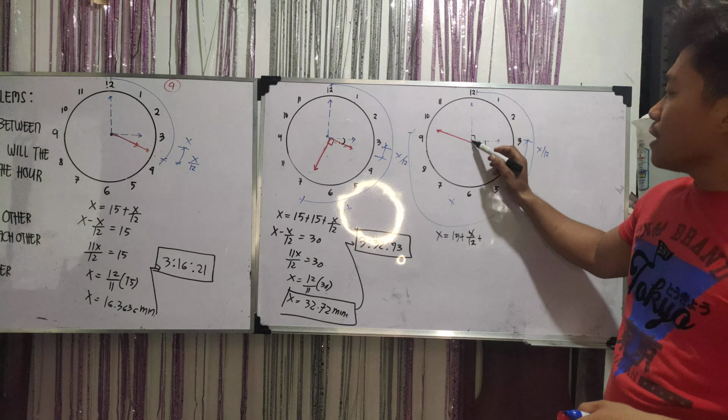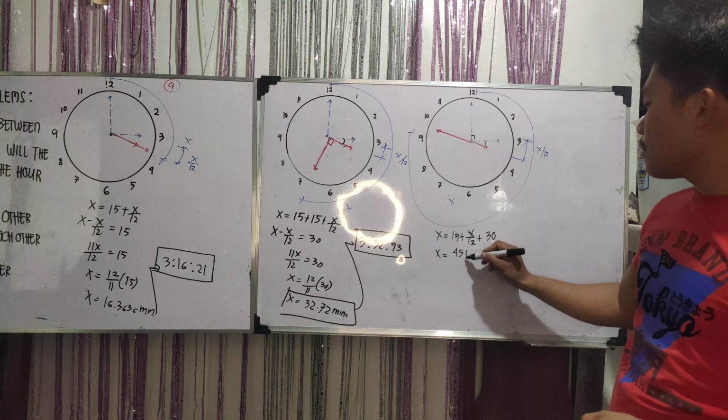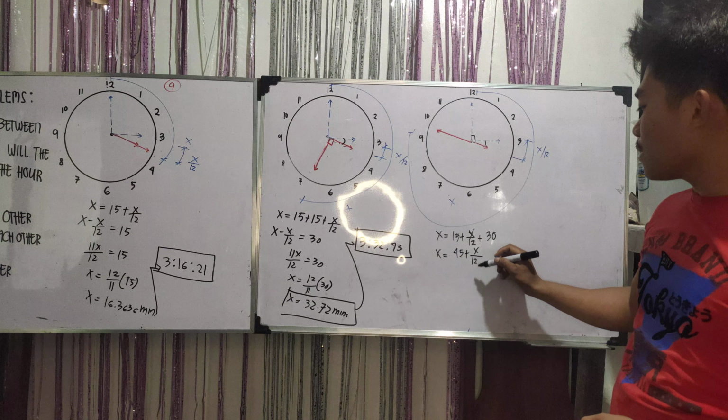Kung yung 90 degrees mo is equivalent to 15 minutes, okay? Of course, 180 is just twice the 90, okay? So in short, this is just equivalent to 30 minutes. So X therefore is just 15 plus X over 12 plus 30. Okay? So X is equal to 45 plus X over 12.